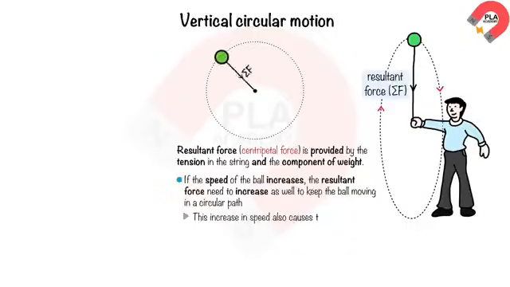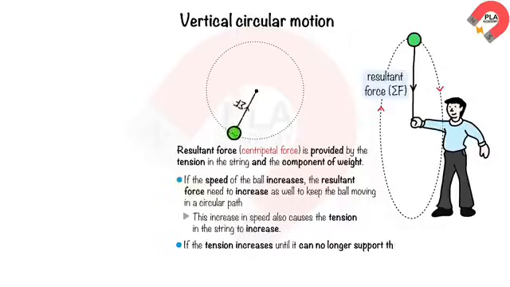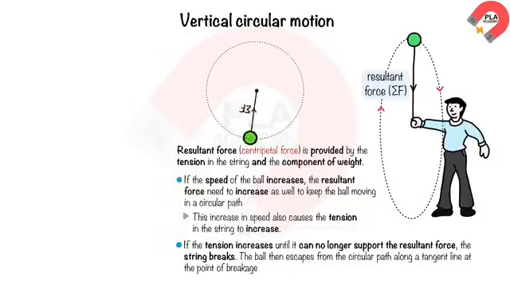This increase in speed also causes the tension in the string to increase. If the tension increases until it can no longer support the resultant force, the string breaks. The ball then escapes from the circular path along a tangent line at the point of breakage.